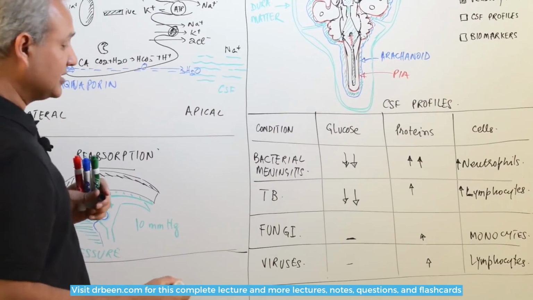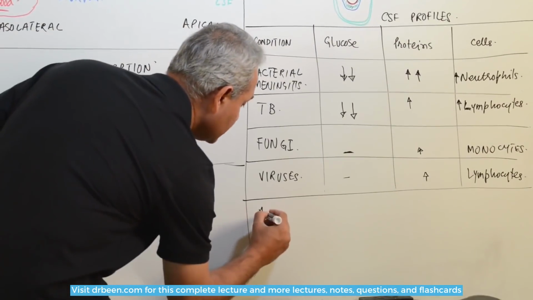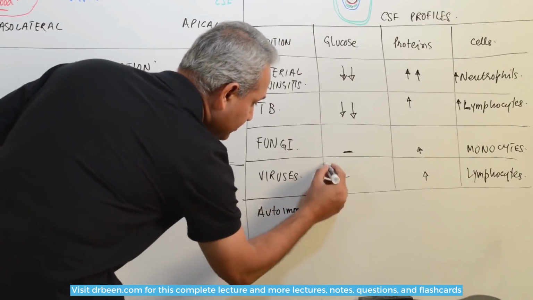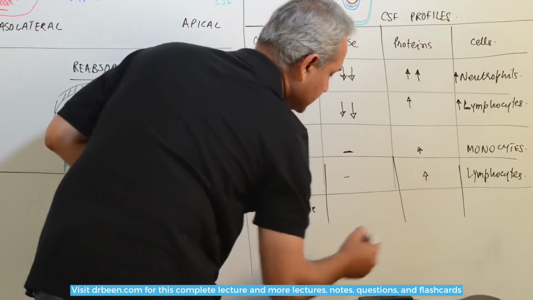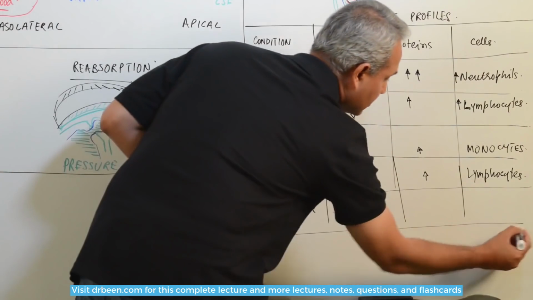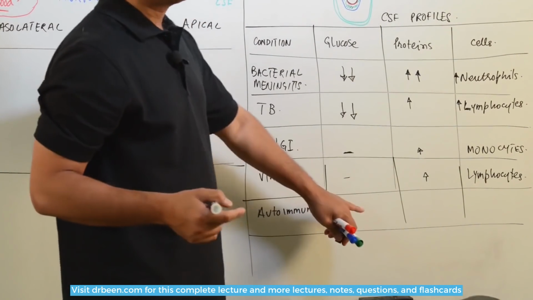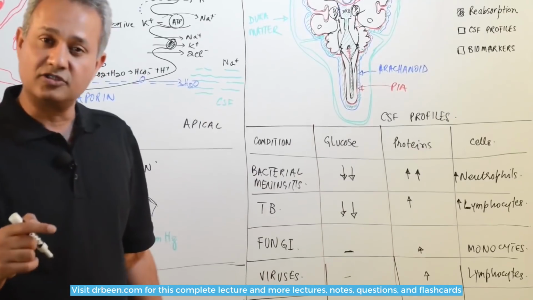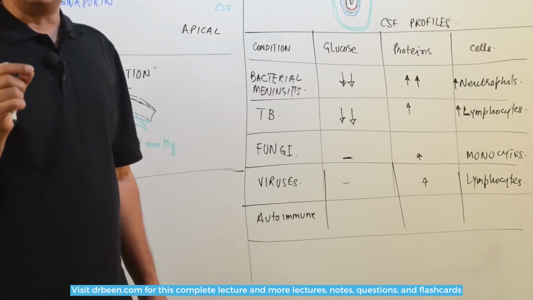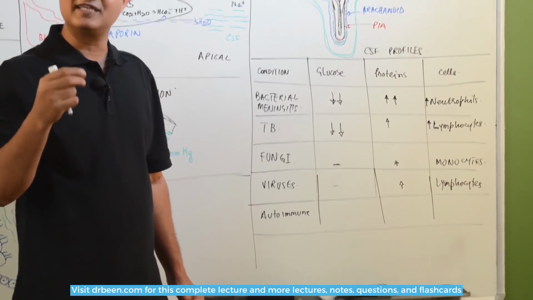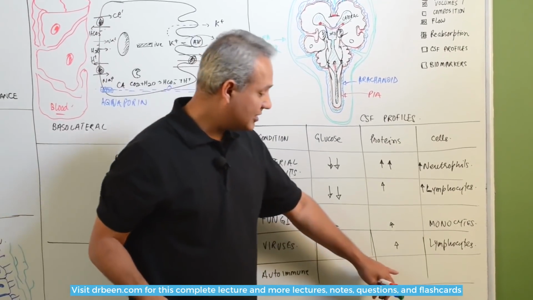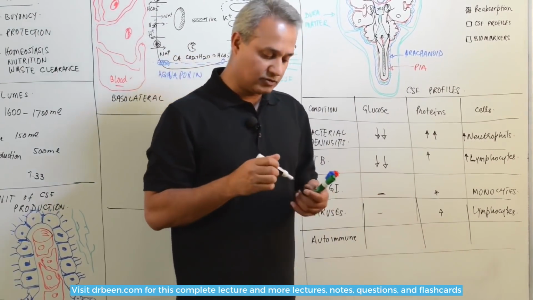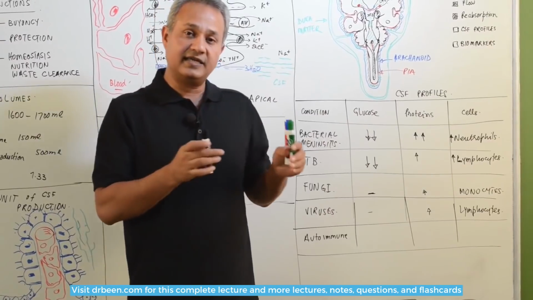Then we go to something that is interesting, autoimmune diseases. What do you think would happen here? So look, is that disease going to eat glucose? No. Is it going to create proteins? Not really. However, because it is an autoimmune disease, antibodies will be produced, and those antibodies may cause the protein level to increase. However, there is another test that you need to do.